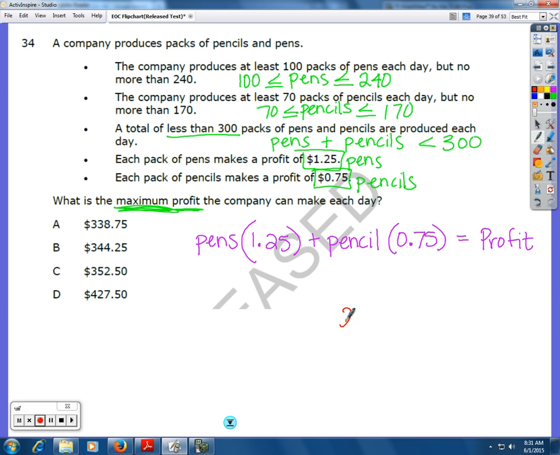If you choose to do 240 pens, right here it says that pens plus pencils has to be less than 300. So if you choose to do 240 pens, that means that you're going to make 59 pencils. And if you look back at the pencils, you have to make at least 70. So that's not an option. So instead, let's look at the pencils. Because I have to make 70 of those. All right? So let's go ahead and for the pencils, I'm going to put 70 in for that.